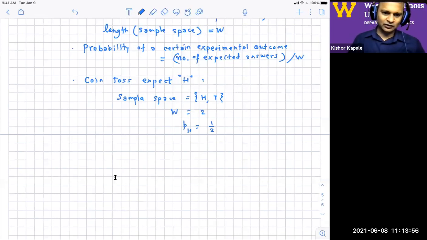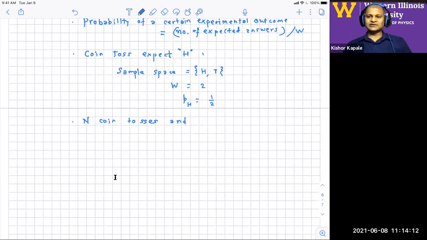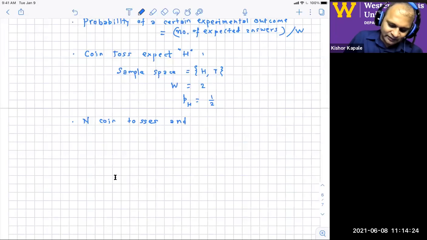Now, let's say we do n coin tosses and expect heads. We are trying to look at the statistics of a tennis player: how many times in n games did he get to serve? If he wants to be a lucky tennis player serving all the time in all the games, we expect heads.